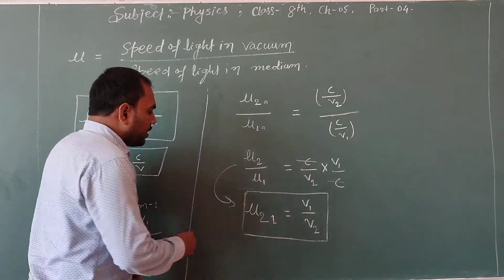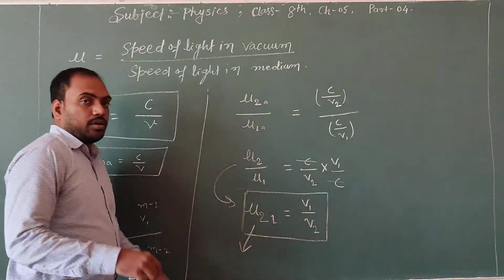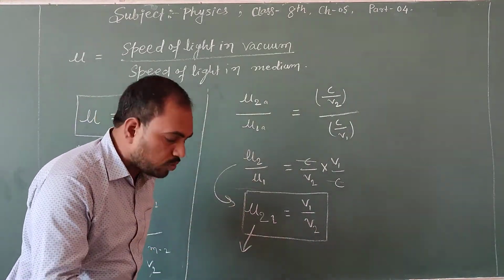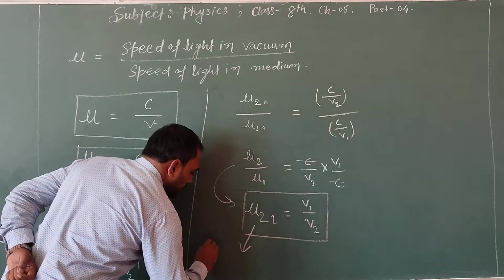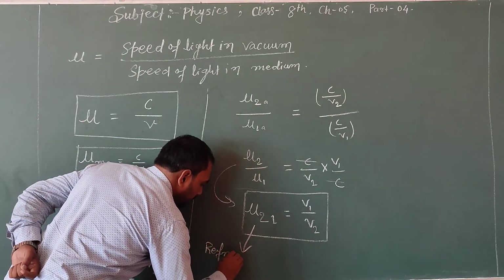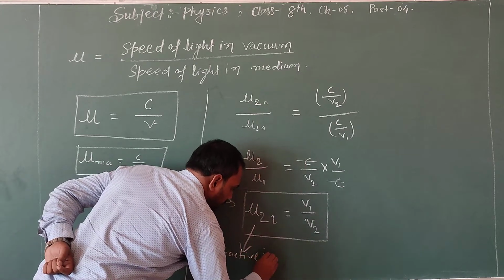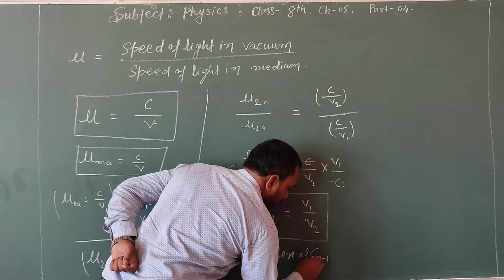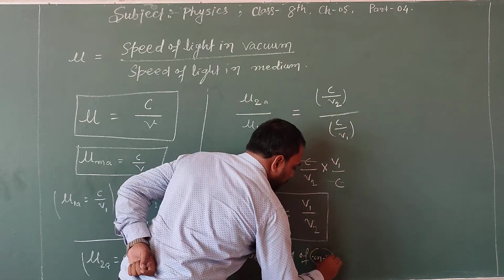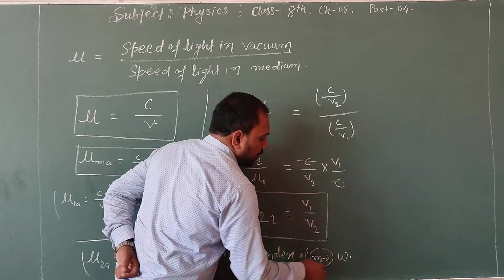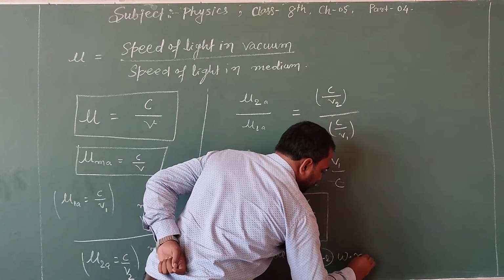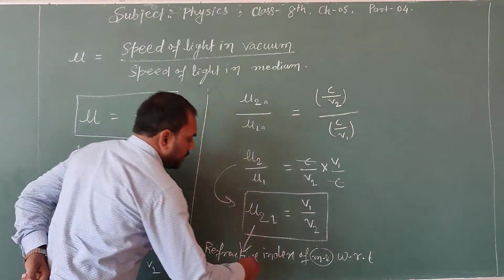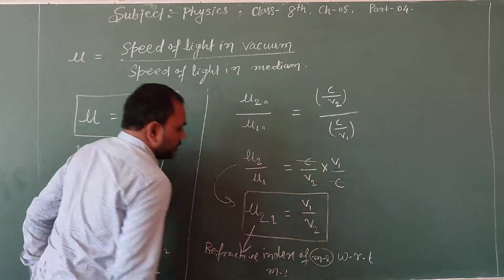And how will we read it? We call it the refractive index of medium 2 with respect to medium 1. We write it with the subscript 1 2, where the 2 is for the medium with respect to medium 1. Just read it and understand it.